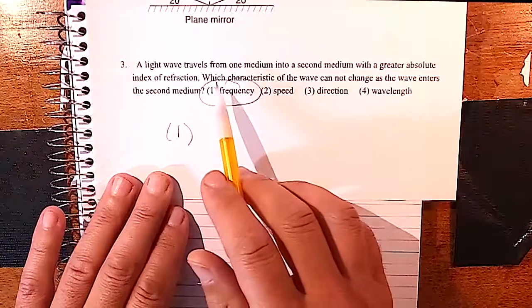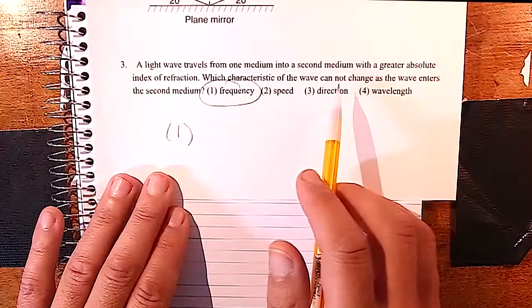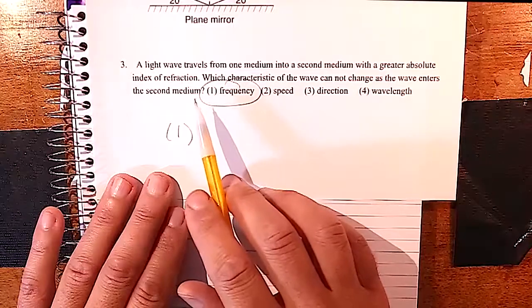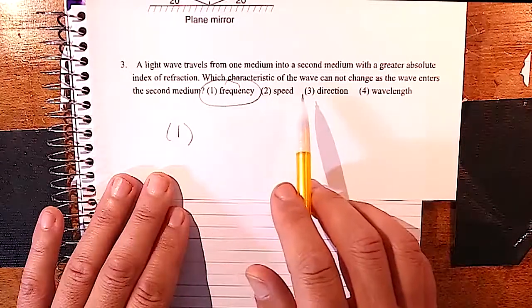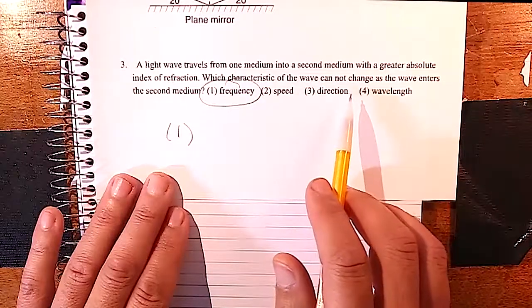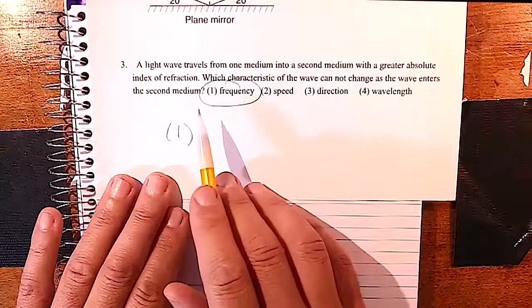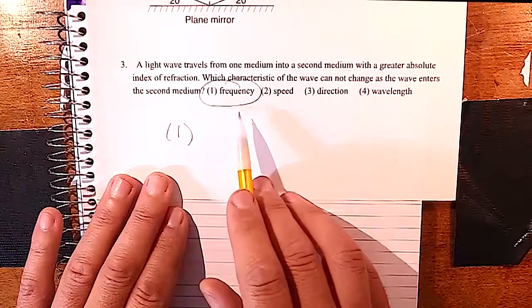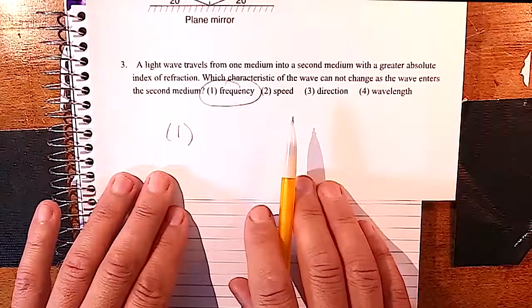In this one, we have a light wave going from one medium into another. The index of refraction is different, and it says which characteristic of the wave does not change. Well, this is something that you have to memorize, that the frequency remains the same.